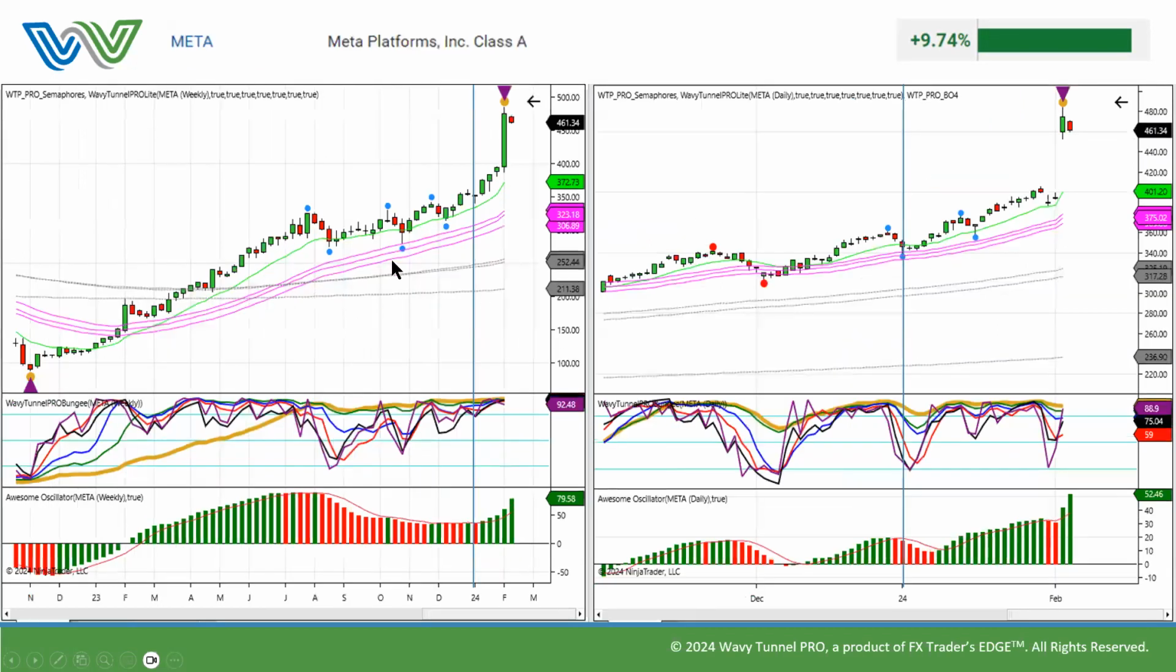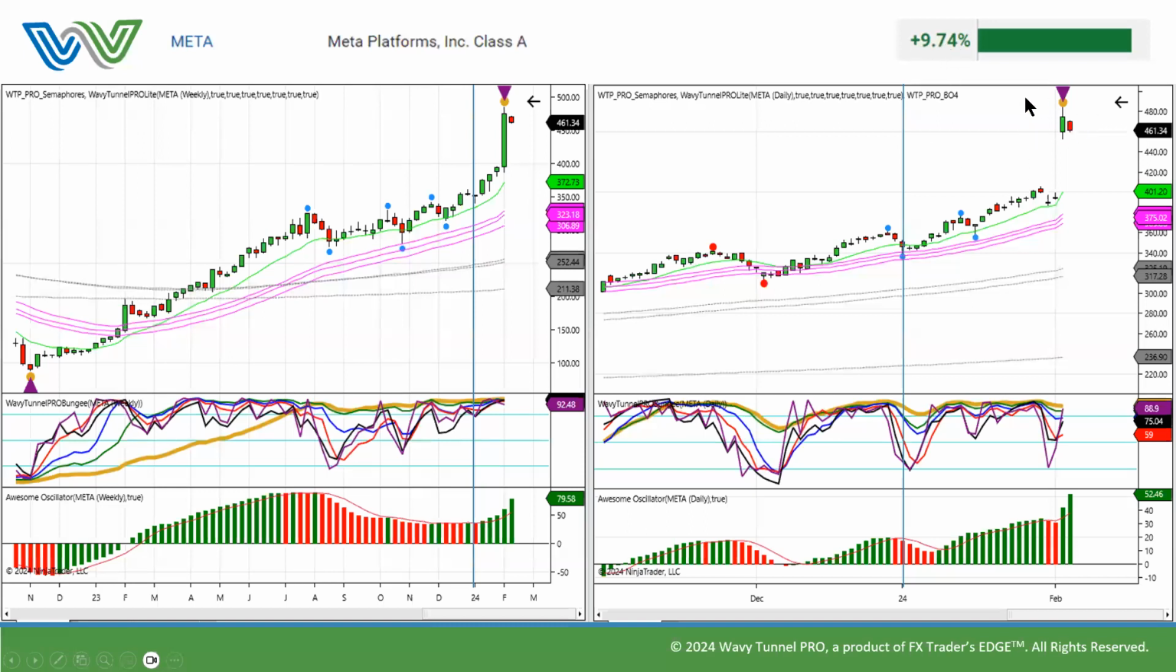So now let's look at Meta. And since Meta is the largest percentage of this, you can see the strong move up in Meta after earnings. So that's really why this sector has performed so well.